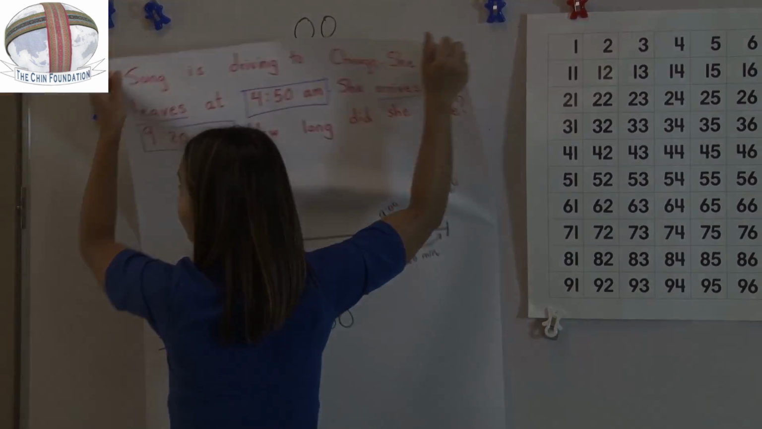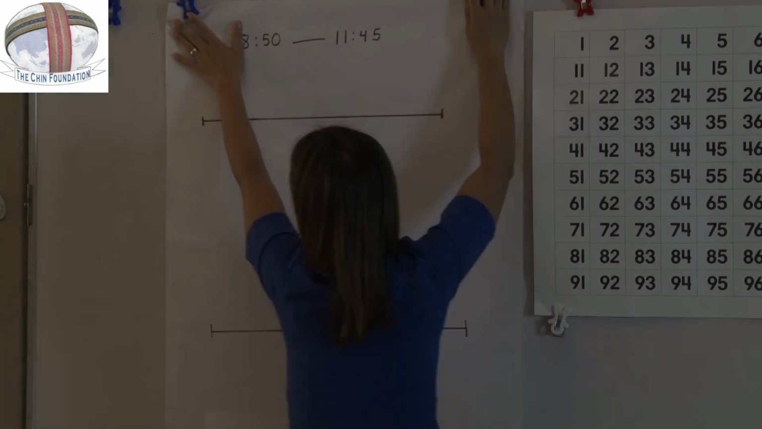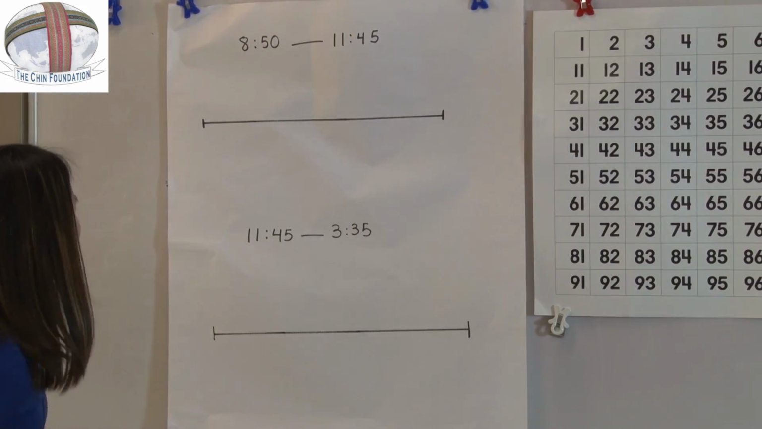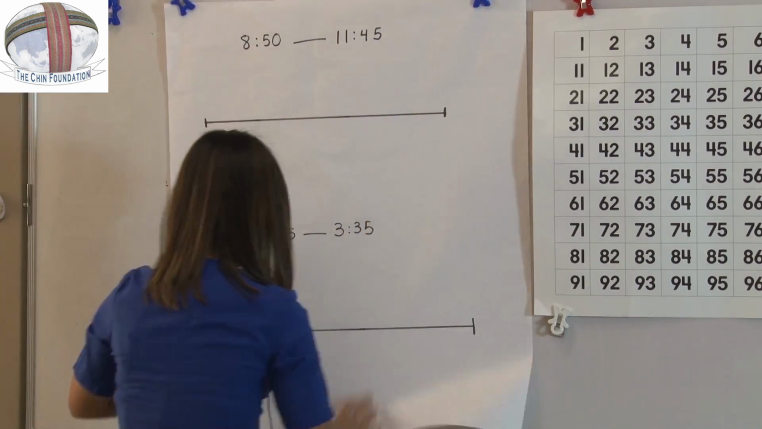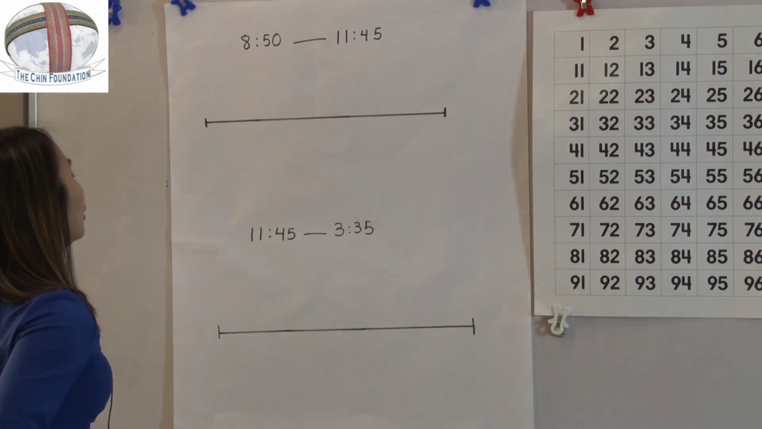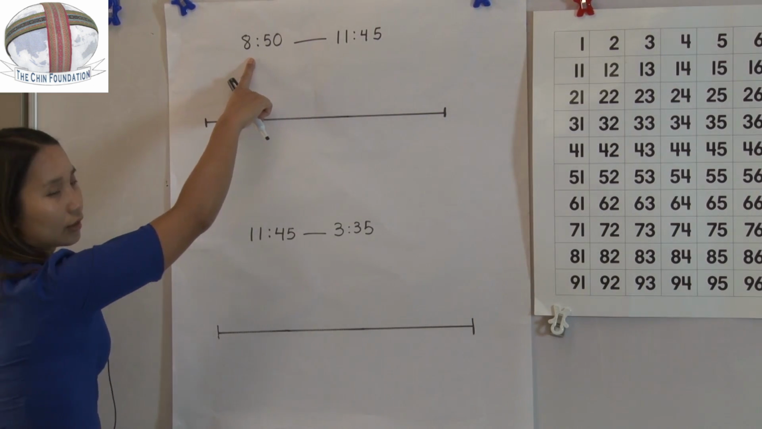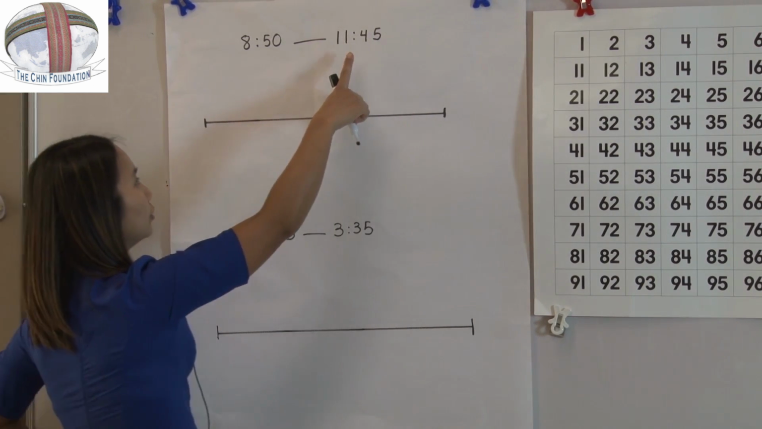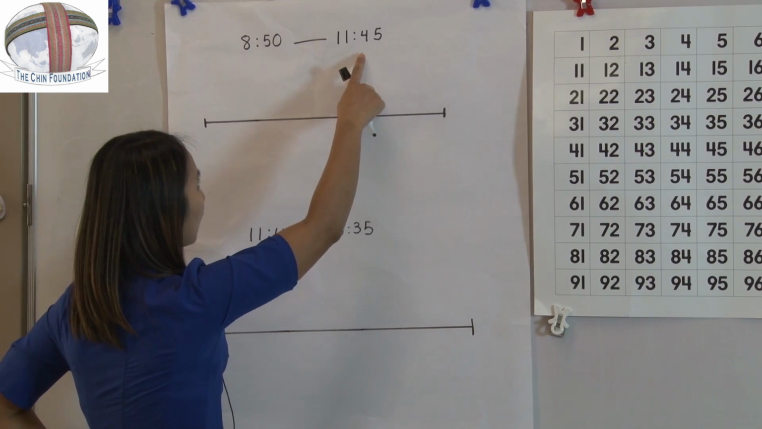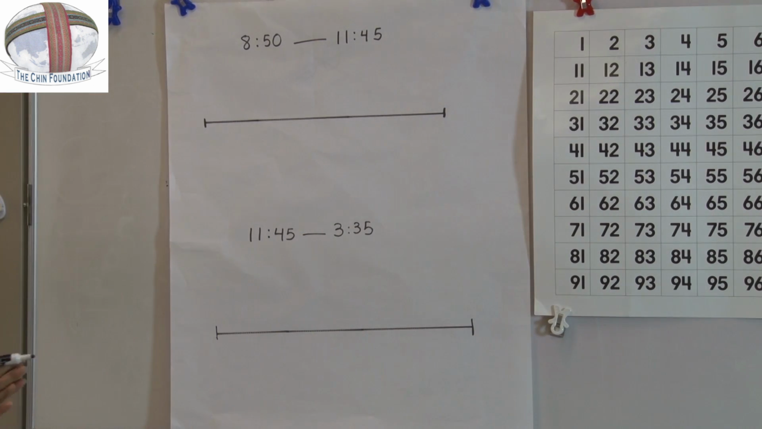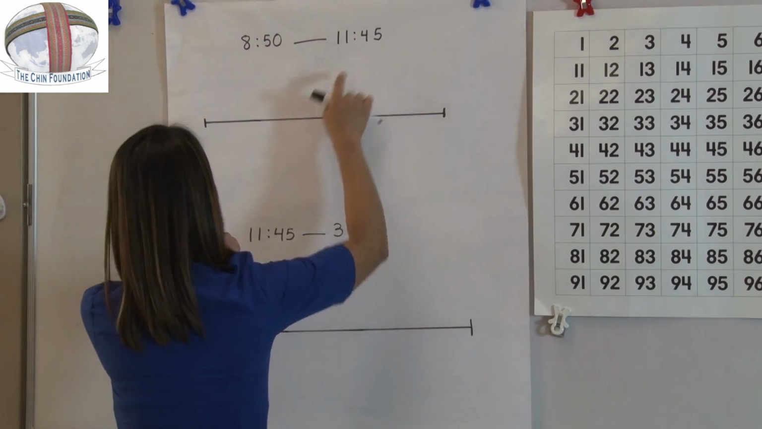Let's practice some more. You start your school at 8:50 and then you have lunch at 11:45. So let's figure out how long is that between the 2 different times. You start in the morning at 8:50 and you finish, as you start eating lunch, at 11:45. So how long does it take between these 2 times?